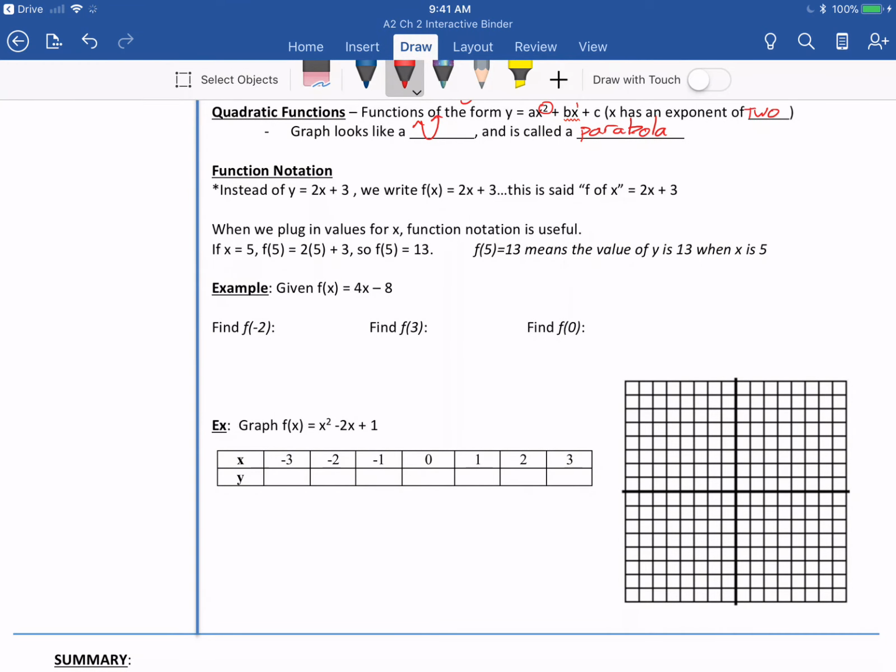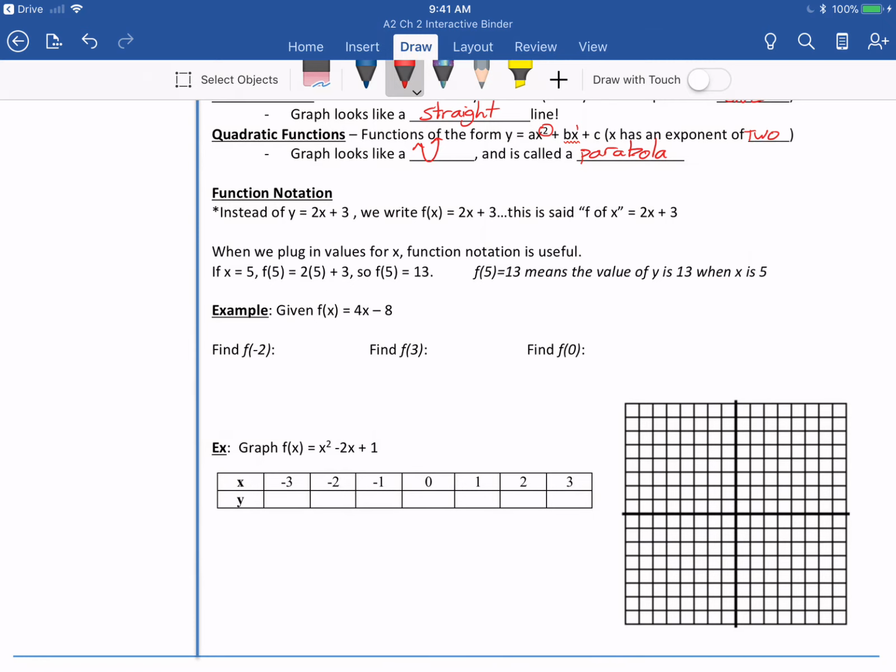So as we look, it looks like we're looking at function notation. Function notation is just a way that we like to write it in math to save ourselves some time. You guys are going to see it a lot, and it's got this f of x. So instead of writing y, we write f of x, and that's just a function. So f of 5 equals 13 means that the value of y is 13 when you plug in 5 for x.